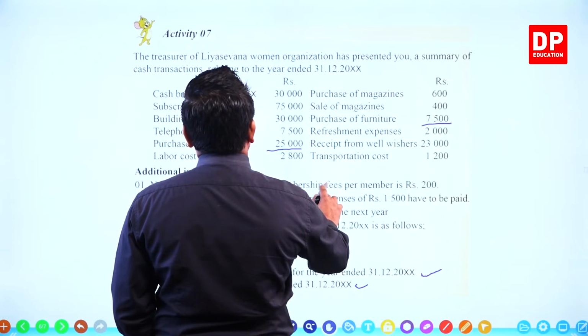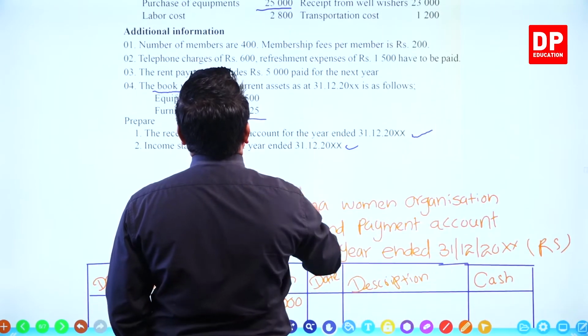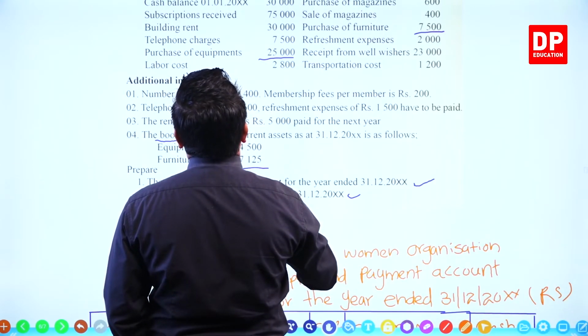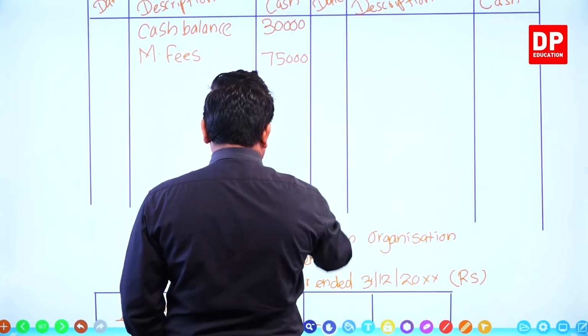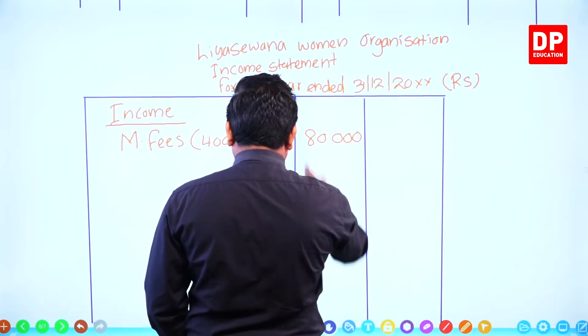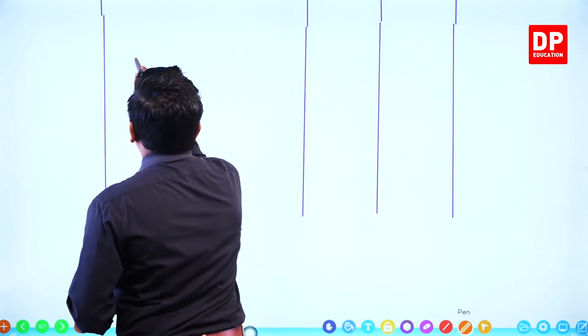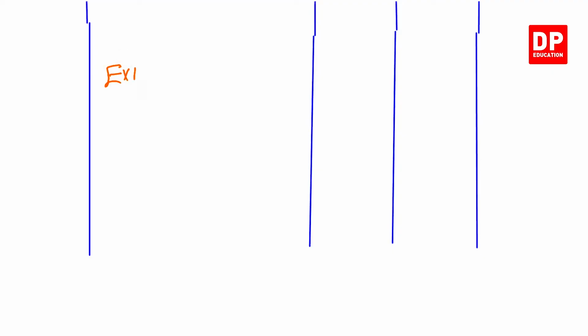See how much the telephone charges are: 7,500. But we have to pay 600 more. Then how much? 8,100. Telephone charges 8,100.